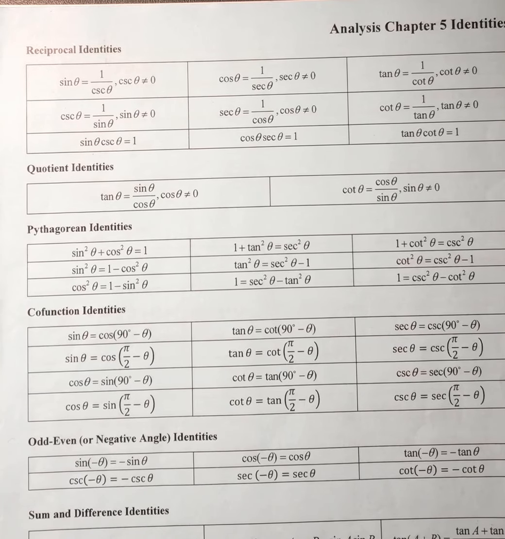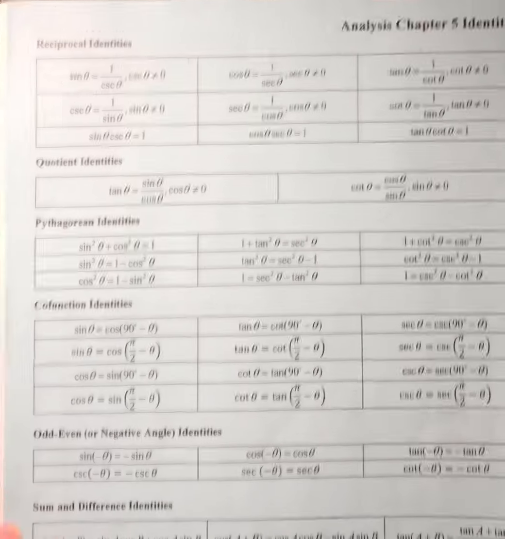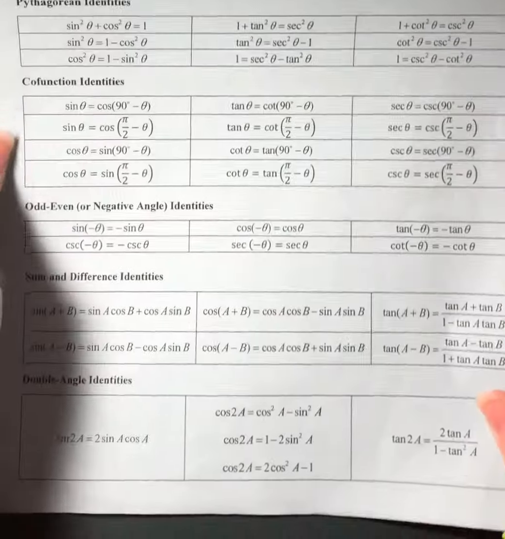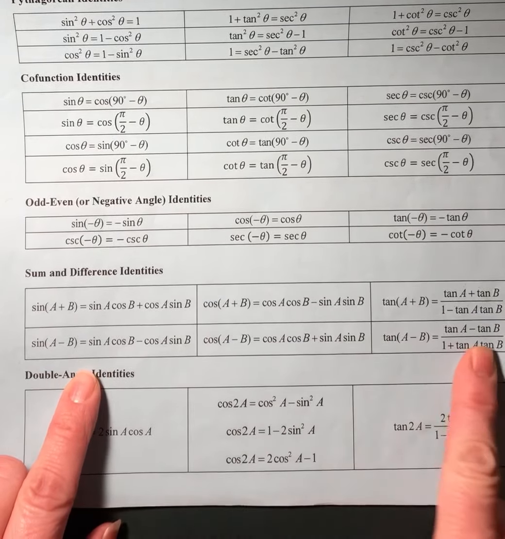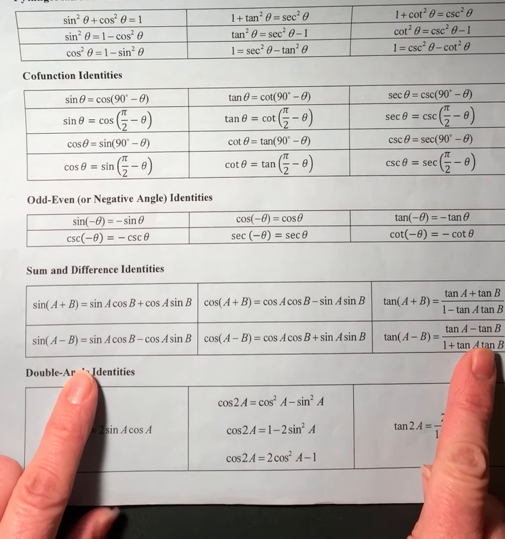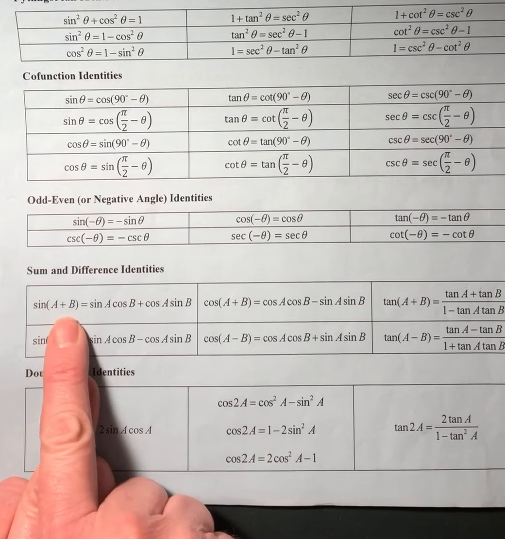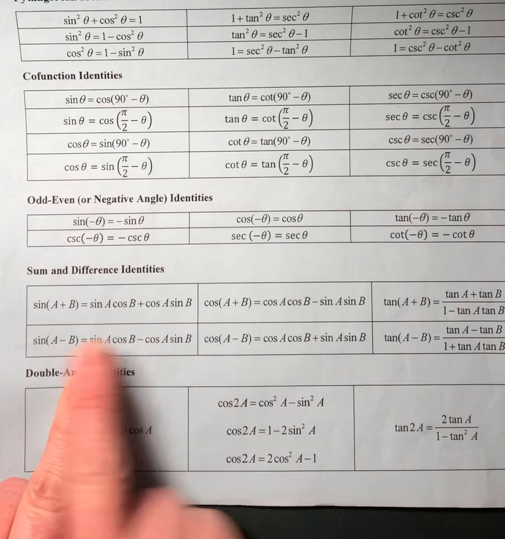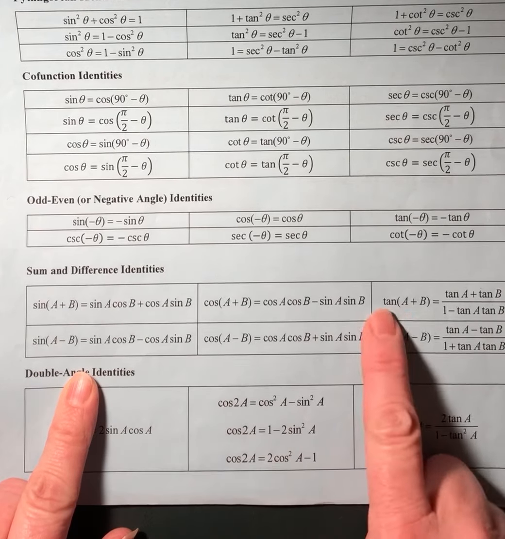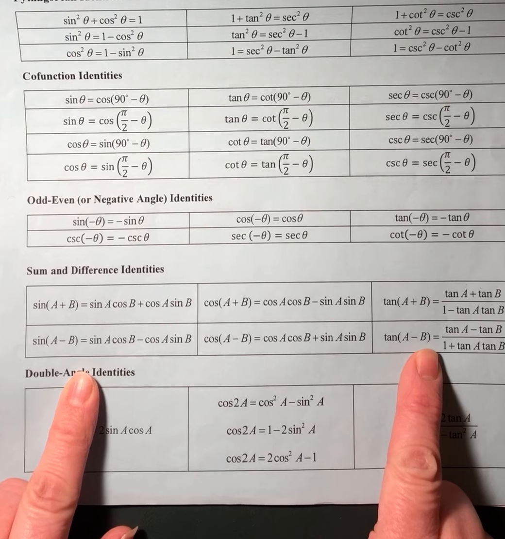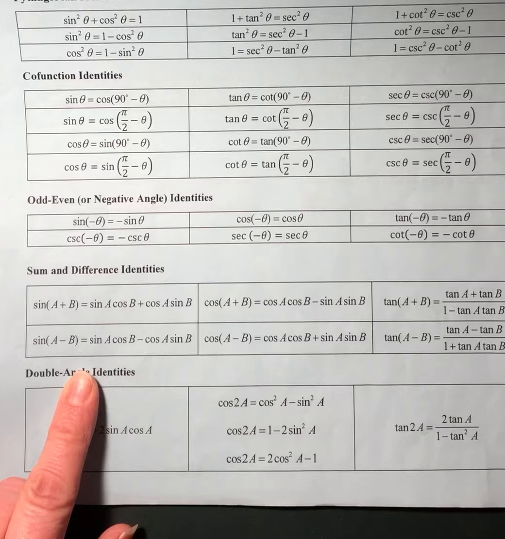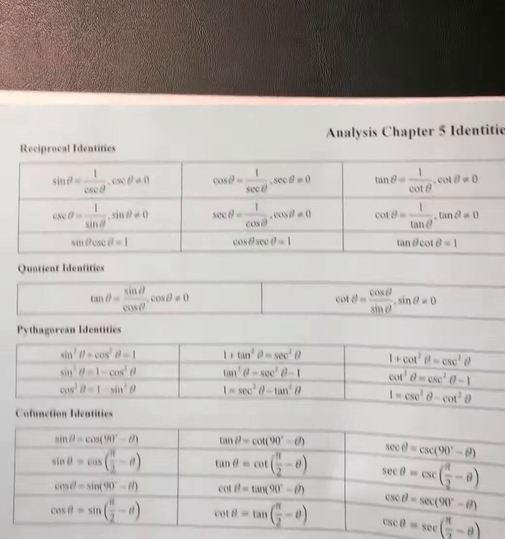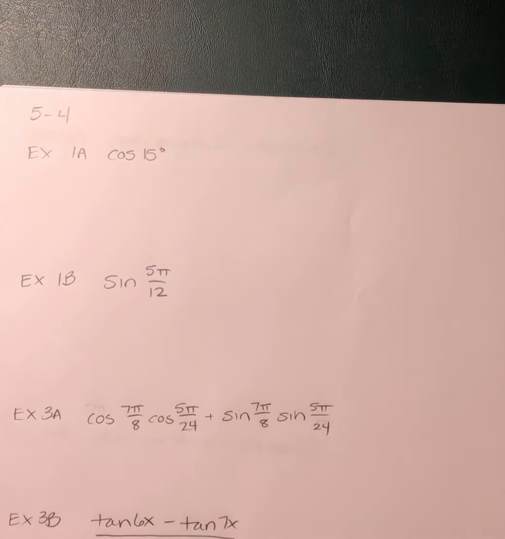All right, section 5.4 is on the sum and difference identities. On my identity sheet, down towards the bottom, we have sum and difference identities. So this is if you have the sine of a sum of two angles, the sine of a difference, cosine of a sum, cosine of a difference, tangent of a sum, tangent of a difference. All of 5.4 is going to be based on that or anything that we've done before now. And they go through and they do every kind of problem that we've had.